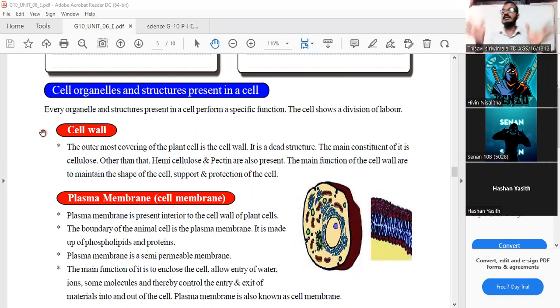Cellulose is the main component of the cell wall, and it is a dead structure. Other than cellulose, hemicellulose and pectin are also components of the cell wall. The main functions of the cell wall are to maintain the shape of the cell, and support and protection of the cell. So those are the functions. You can write the information there. Since it is a small paragraph, you can write it as it is. You can start now.